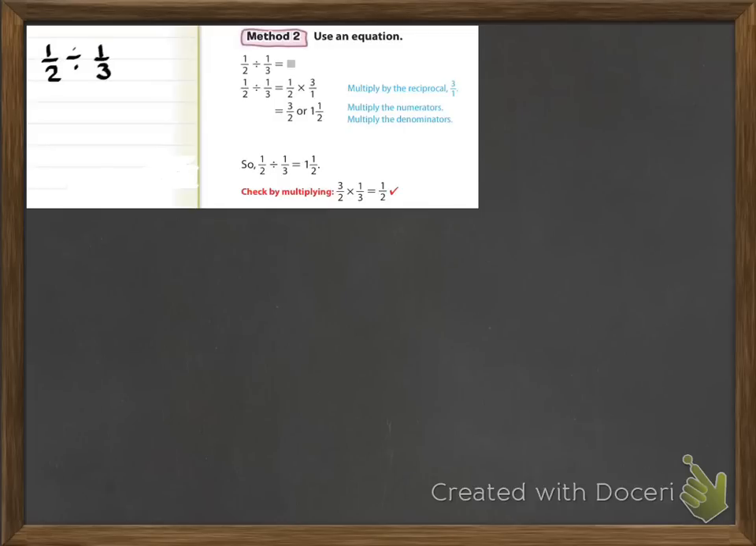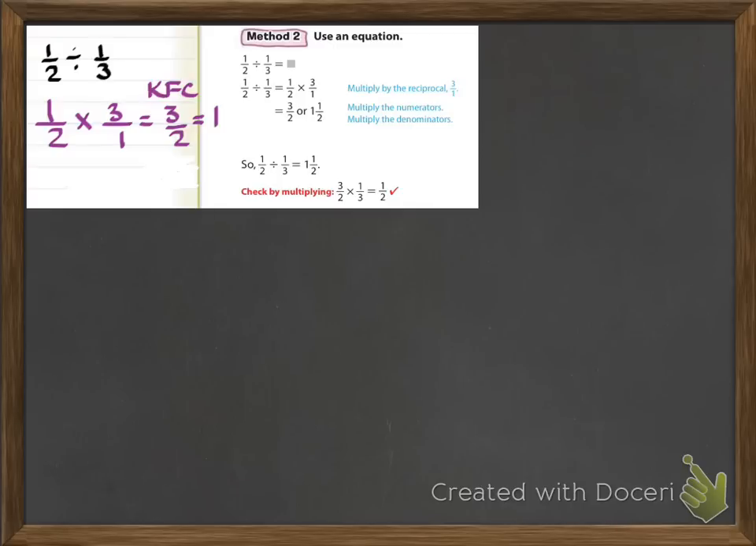The first thing you're going to want to do is your keep, flip, change. So you're going to keep the 1/2, you're going to flip the 1/3 and make it 3/1, and you're going to change the division sign to multiplication. Now we're just going to multiply straight across. 1 times 3 is 3. 2 times 1 is 2. Remember, we can't keep it as an improper fraction, so we need to make that a mixed number.